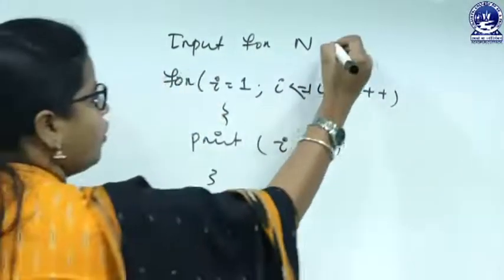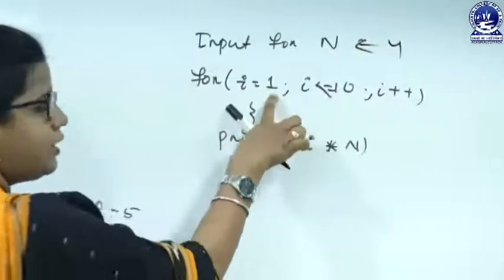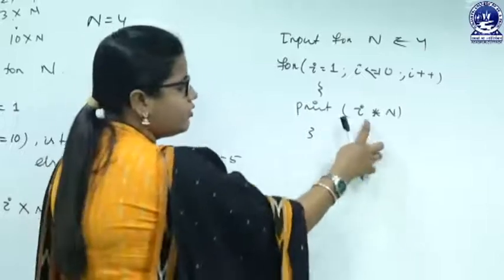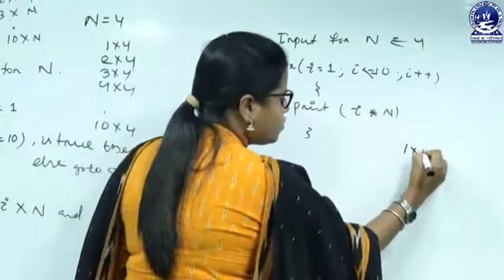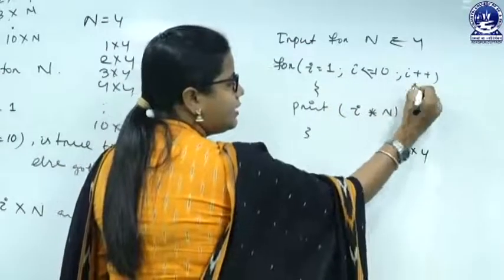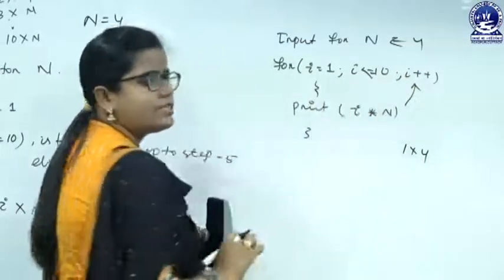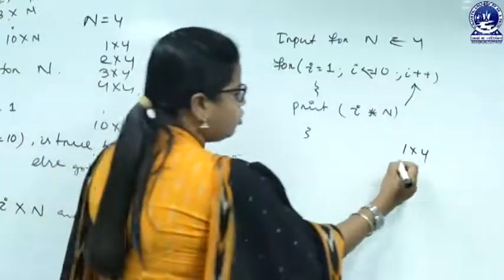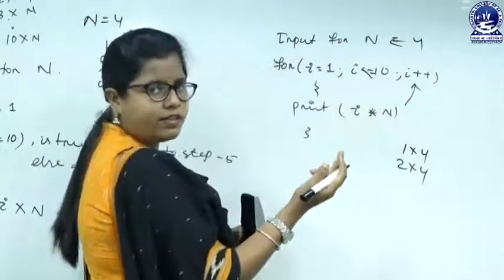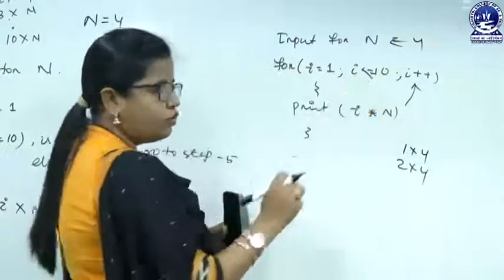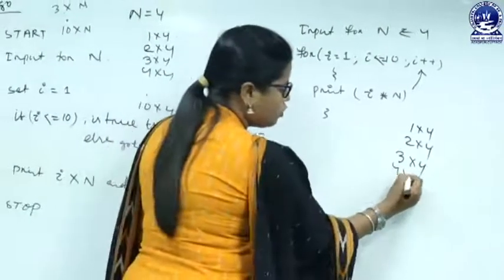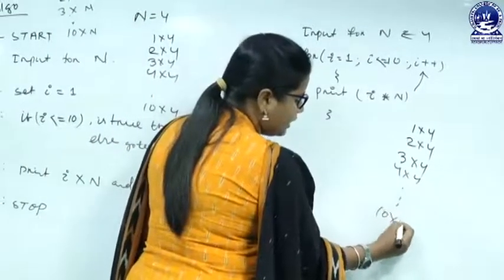Suppose n is 4. I equals 1. 1 less than or equal to 10, true. Then we will go for printing 1 into 4. Then the I value will get incremented. I will be 2. 2 less than or equal to 10. Then 2 into 4. Then I will be incremented to 3. 3 less than or equal to 10, true. Then here 3 into 4. Then 4 into 4, up to 10 into 4.